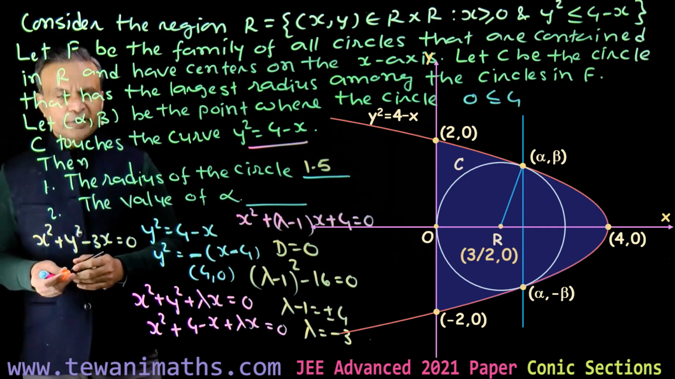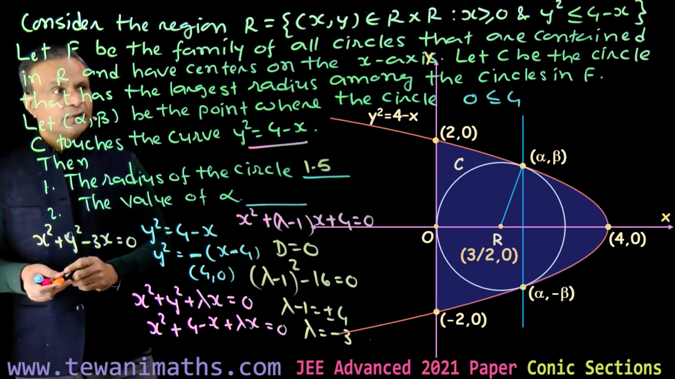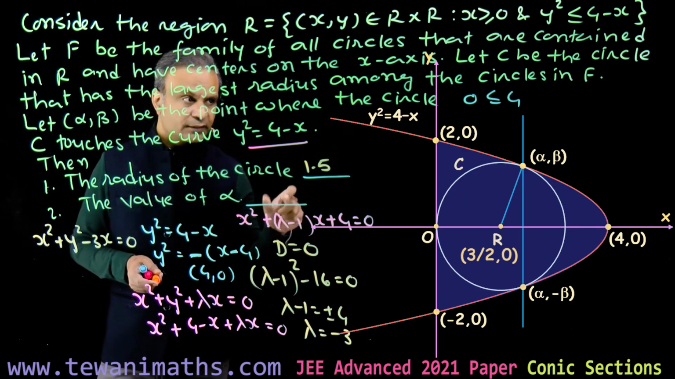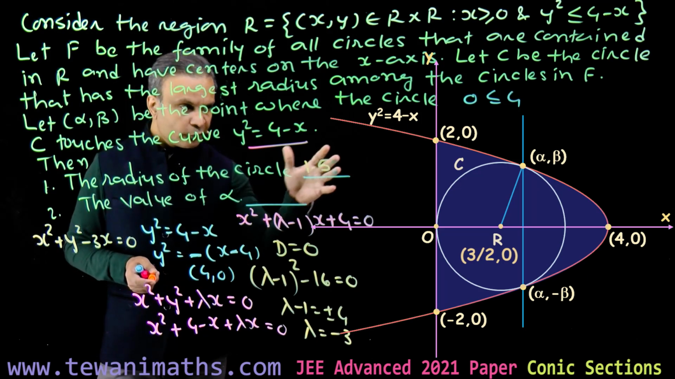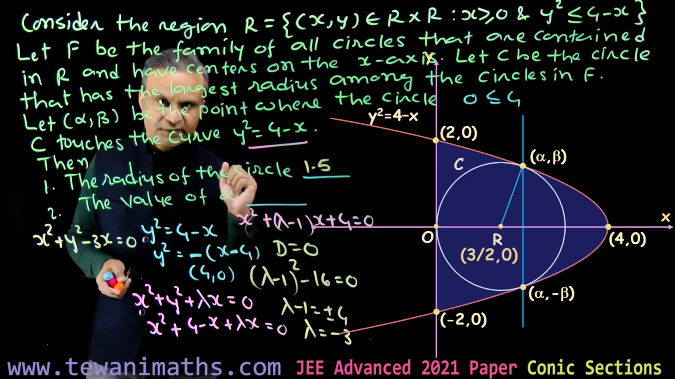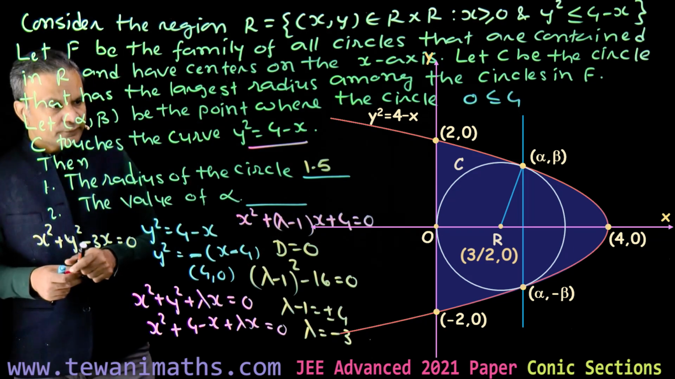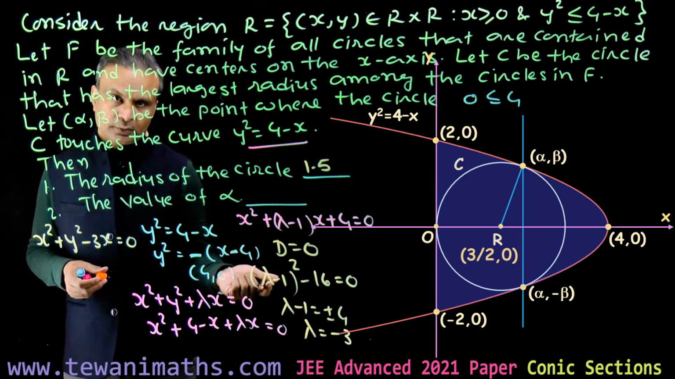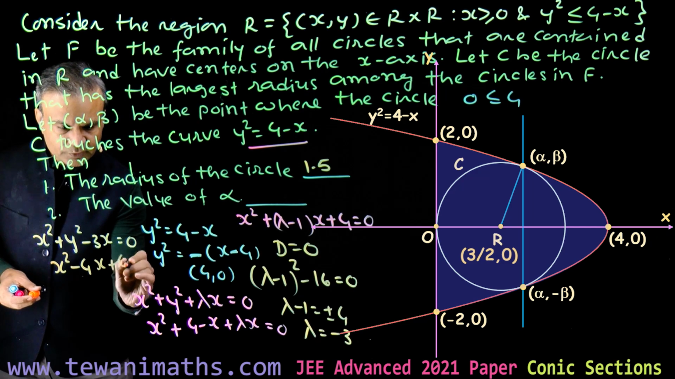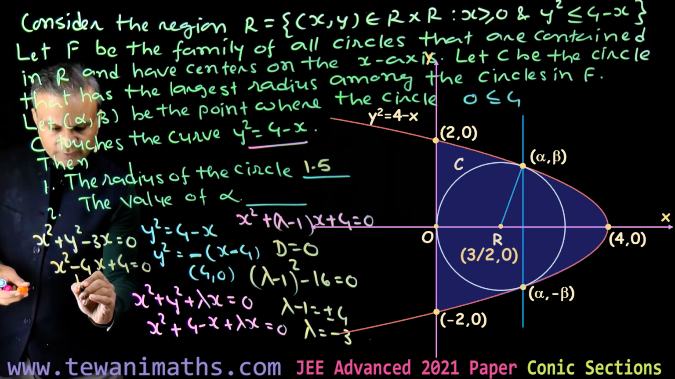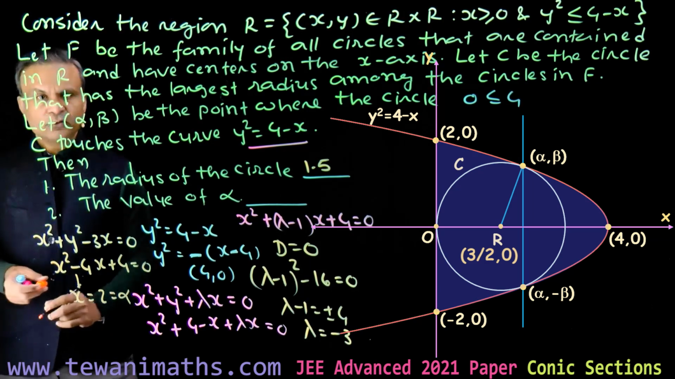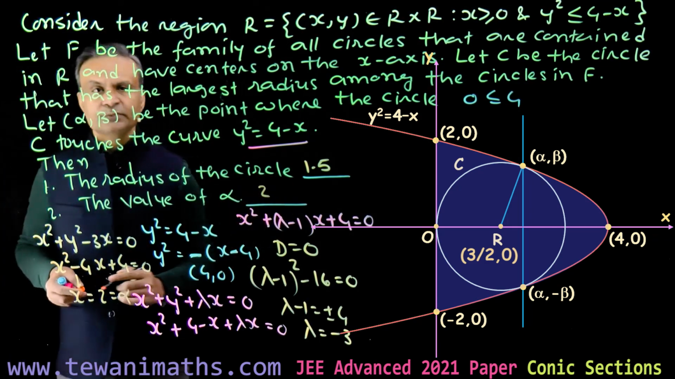Now we have to get the value of alpha. Here (alpha, beta) is the coordinates of the point of contact of circle C and the parabola. We have here 2 points of contact, but for both these points, the value of alpha will be the same. To get the value of alpha, put here lambda equal to minus 3. We get the quadratic x square minus 4x plus 4 equal to 0. From this we get only one value of x, that is 2. This is alpha. So the value of alpha is 2.